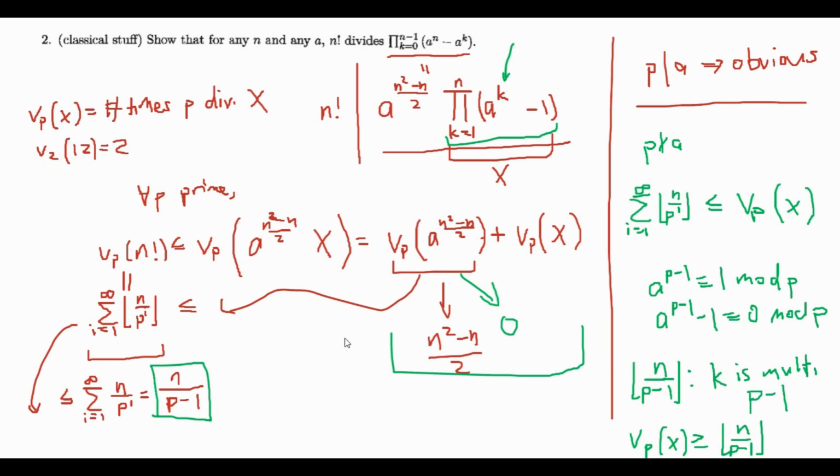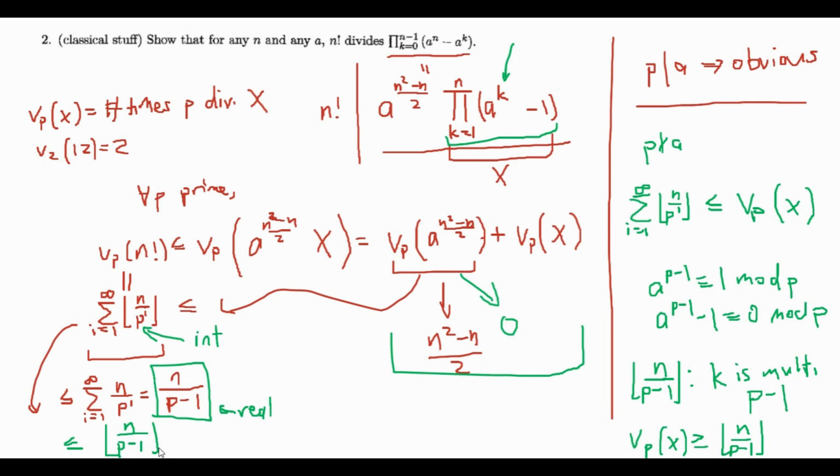Well, we notice that this entire expression right here, this thing, is an integer, because we're taking the floor of all these things. So if this integer is less than this real number, then it follows that this integer is actually less than or equal to the floor of this real number. Because if an integer is less than a real number, it must also be less than or equal to the floor of that real number.